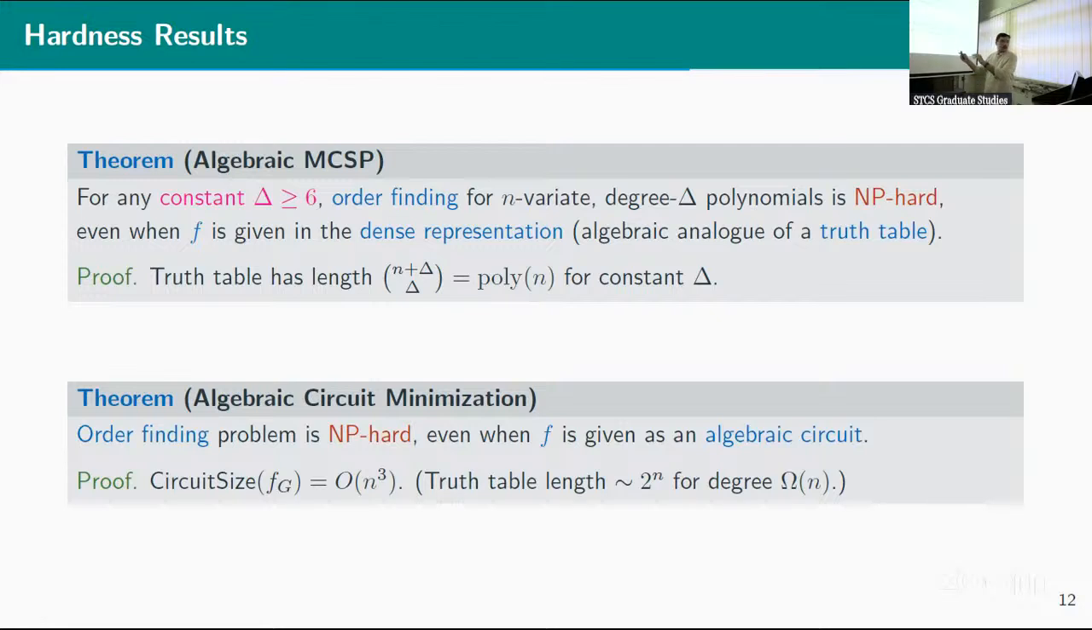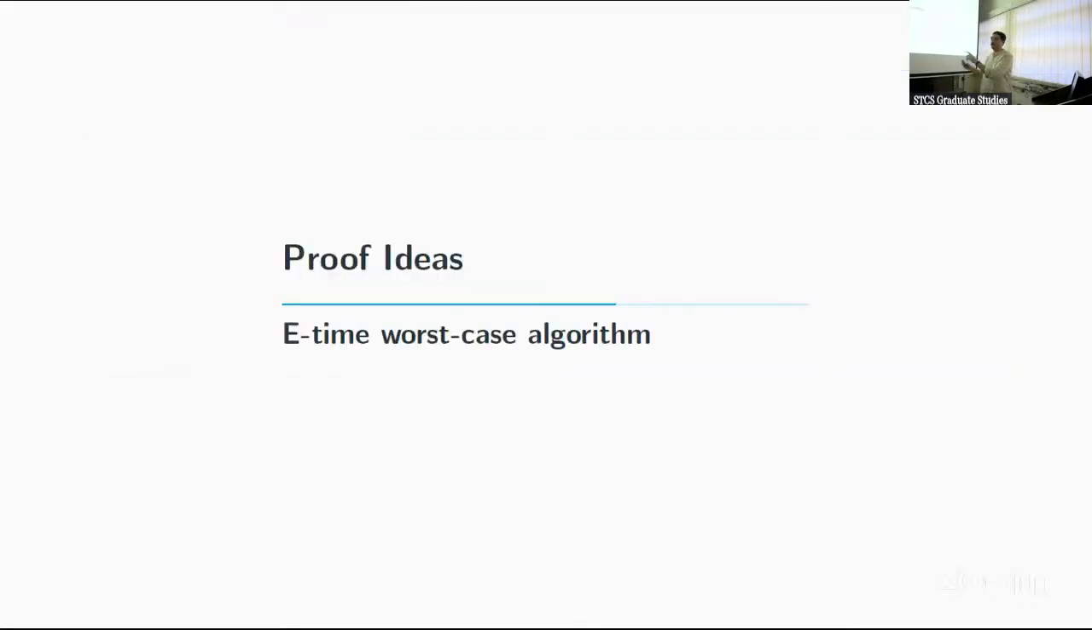Okay, so this is how we do the hardness results. Now I'll give you the worst case. Basically it's the same algorithm. Worst case, it runs in exponential time, in fact E time to be specific, 2 to the order n. And average case, it will run in poly time or quasi-poly time, depending on the parameters.